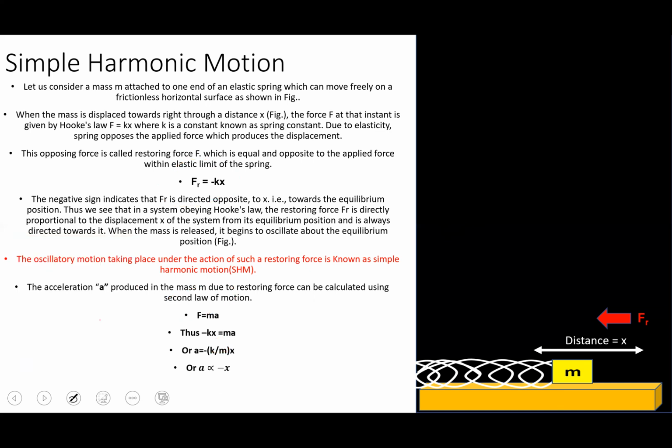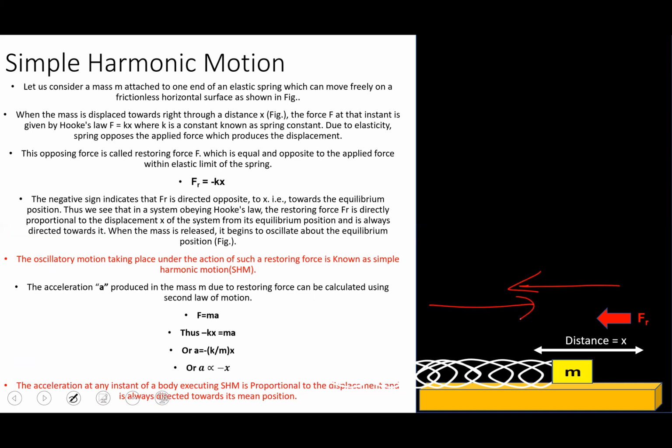The acceleration at any instant of the body executing SHM is proportional to displacement and is always directed towards the mean position. That means it always moves towards its mean position, either coming from here or here.